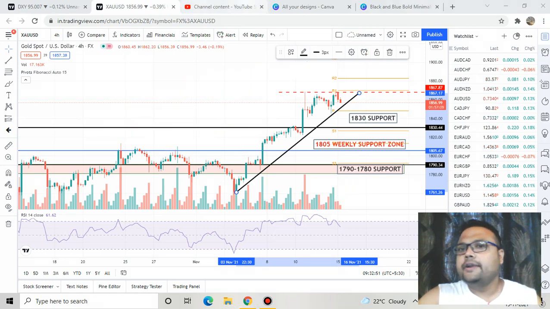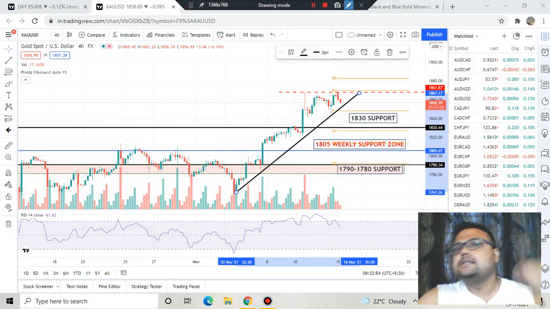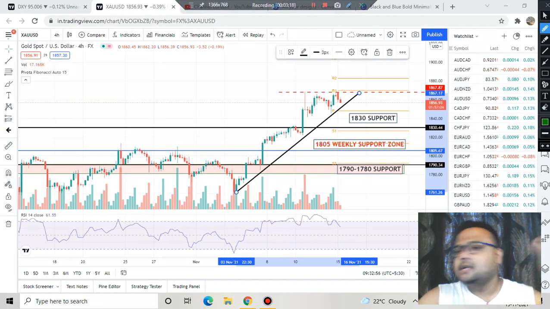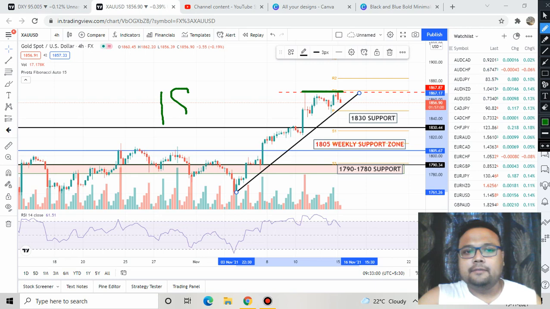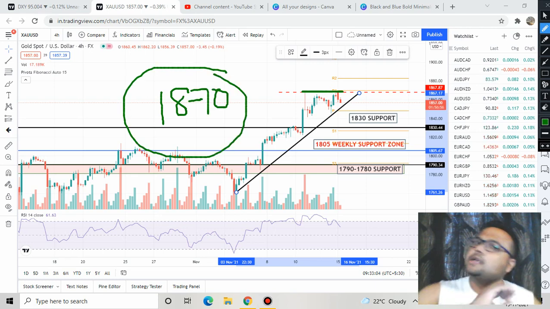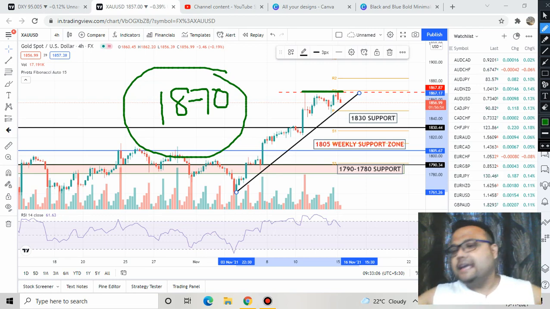The third trading opportunity is, in case there is sudden buying on gold and gold starts going up, then you can take a buy position above the 1870 level. If you find gold is very bullish, gold is about to reach the sky again, then you can go for a buy above the 1870 level. So that is your third trading opportunity.